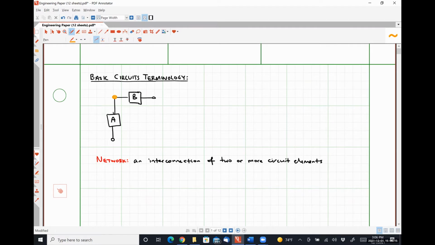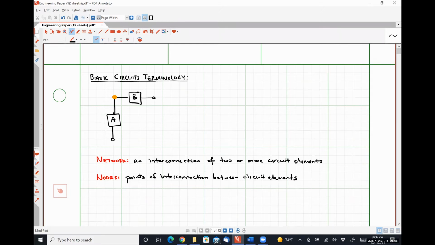Highlighted that guy in orange. So I'm going to give you a definition for a node real quick, and then we're going to talk a little bit about nodes. So nodes are points of interconnection between circuit elements.